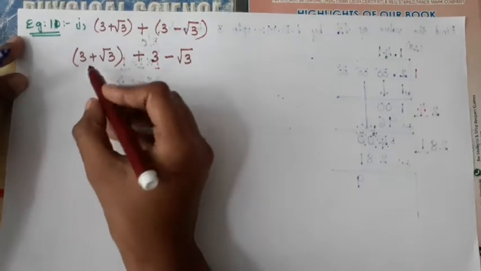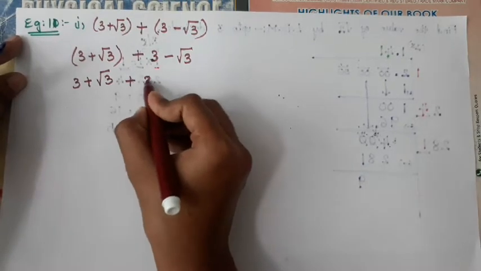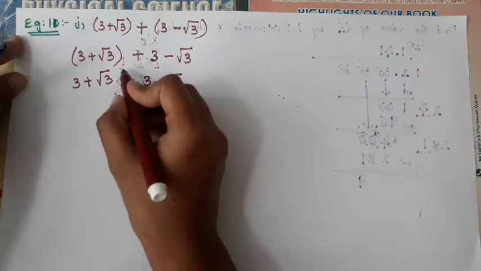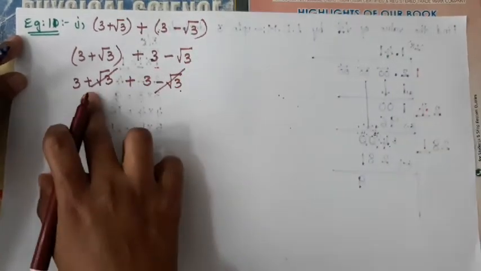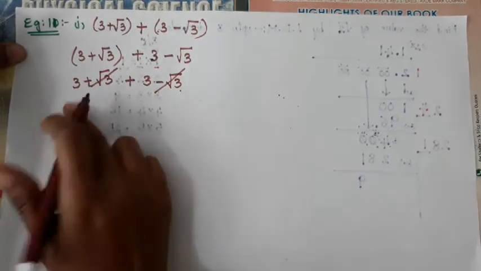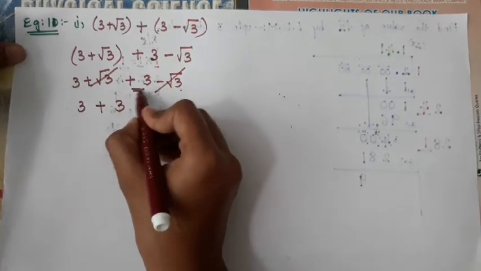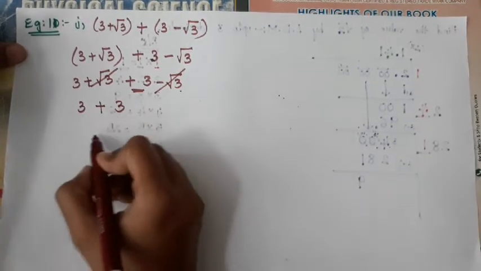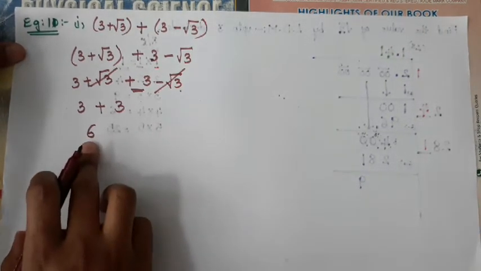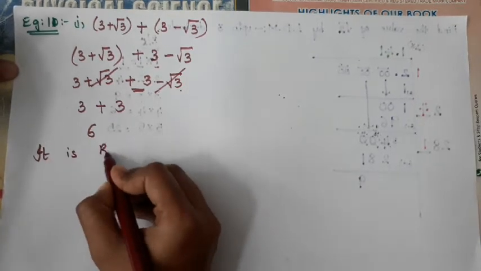Now we have to remove the brackets here. 3 plus root 3 plus 3 minus root 3. Plus root 3 and minus root 3 get cancelled, as one plus sign and one minus sign cancel every time. So what are we left with? 3 plus 3 is nothing but 6. Now, is 6 a rational or irrational number? Obviously it is a rational number.